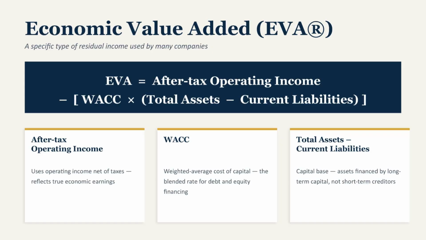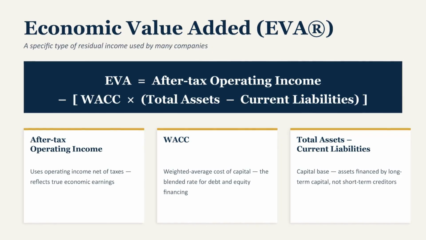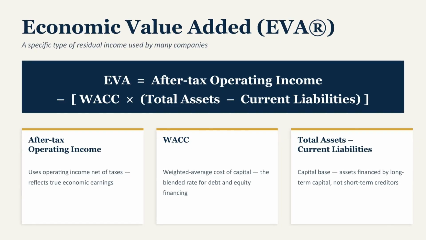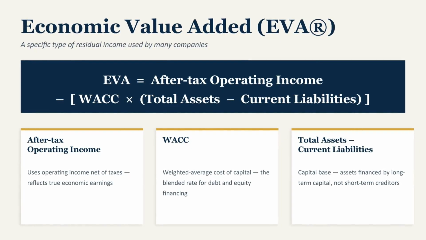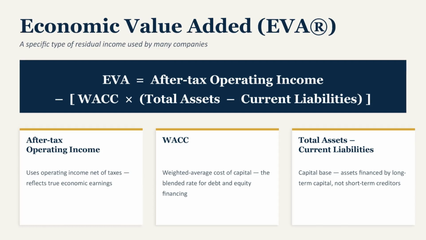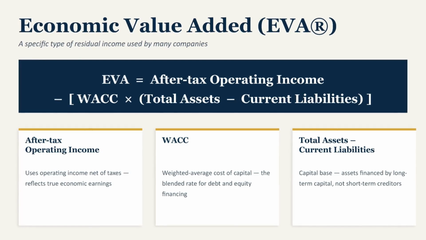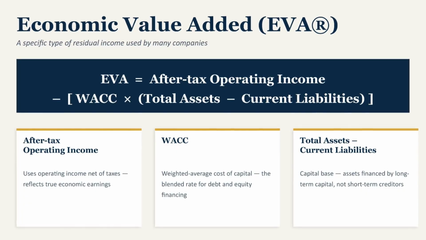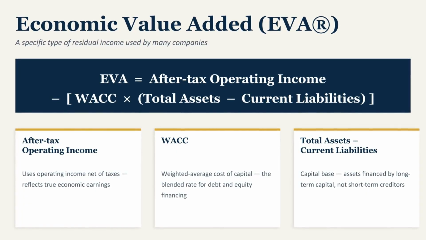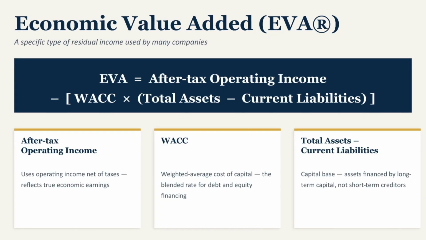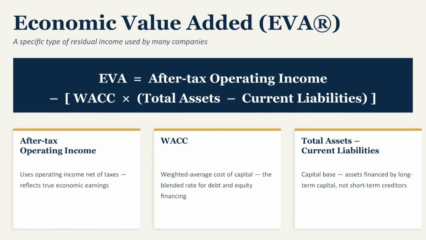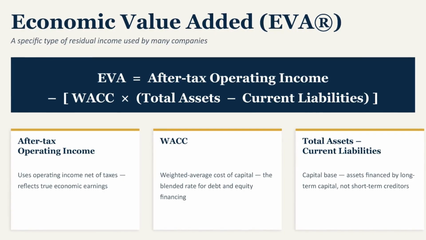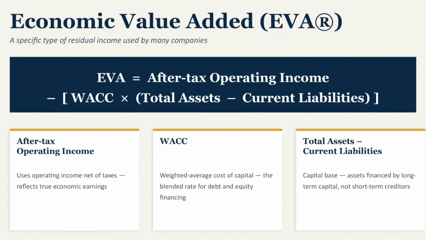Economic value added, or EVA, is a specialized form of residual income many companies use. Its formula is after-tax operating income minus WACC times the capital base, where capital base equals total assets less current liabilities. After-tax income reflects true earnings. WACC represents the blended cost of debt and equity, and the capital base excludes short-term financing. EVA shows whether a division creates value above the total cost of the capital it employs.